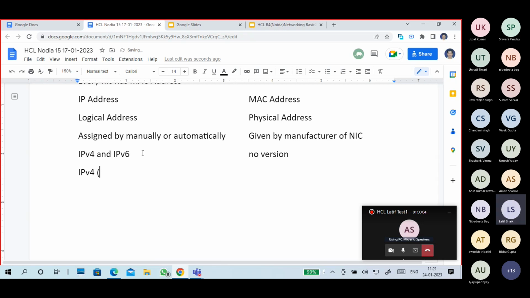IPv4 is 32-bit size in binary, and IPv6 is 128-bit in binary. But this MAC address is 48-bit in binary and represented in hexadecimal. It's a 48-bit in binary. It is a 128-bit in binary. It's a 12 hexadecimal number.